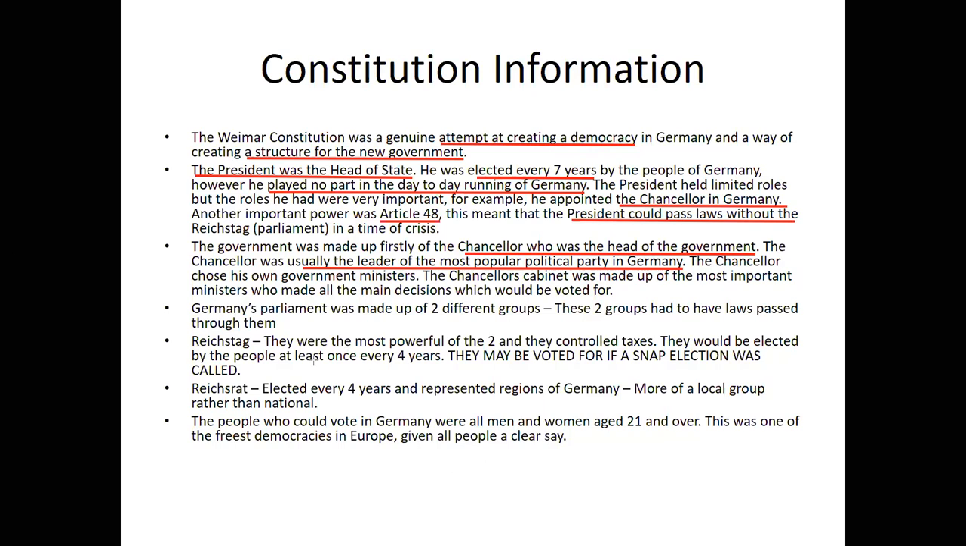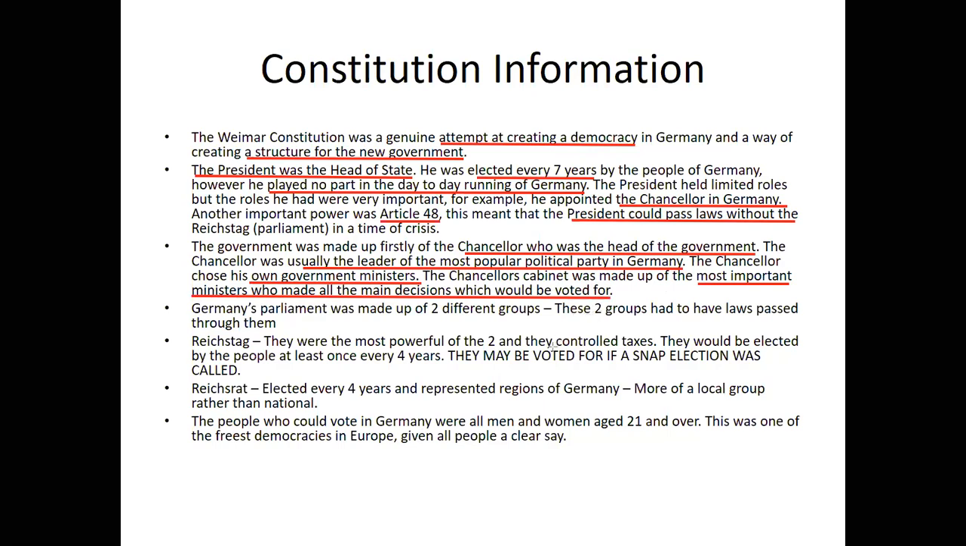Now, once you're made chancellor, you choose your own government ministers. You choose people to help you run the government. And the chancellor's cabinet was made up of the most important ministers who made all the main decisions which would be voted for. So these people, basically like his team, his group, help him run the government.